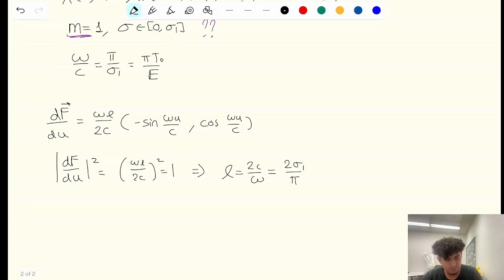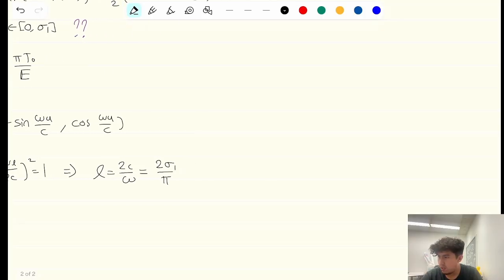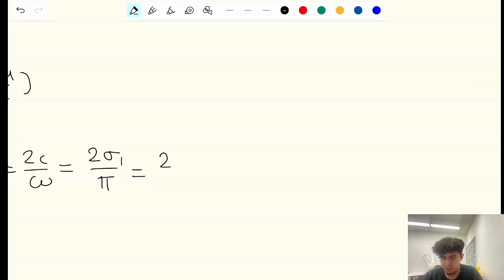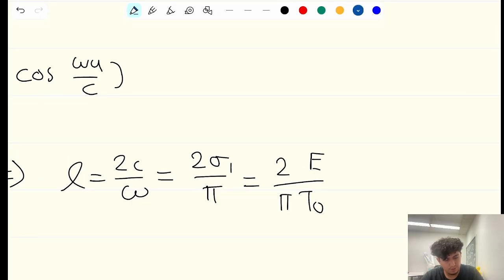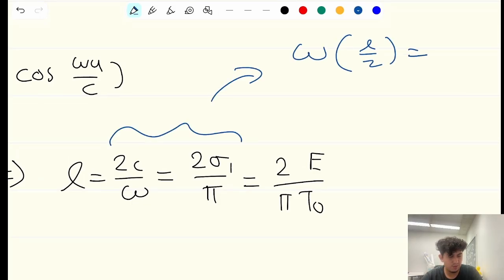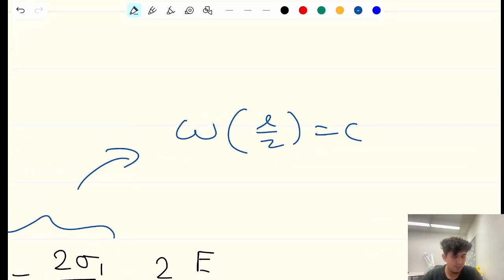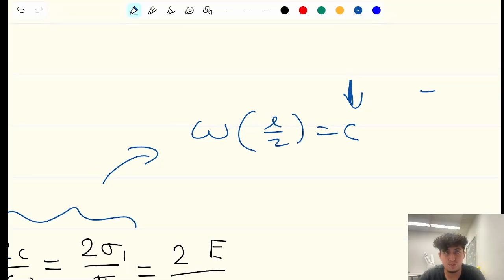This comes from here. And you can also write it in terms of energy and tension. And from these two, we get the following: that the endpoints have to move at the speed of light. Why? Because you can think of this as a radius. If you remember this formula from mechanics, then this tells you that the endpoints have to move at the speed of light.